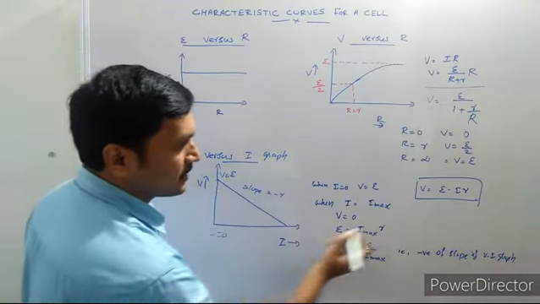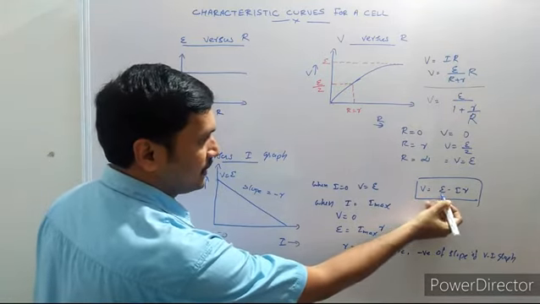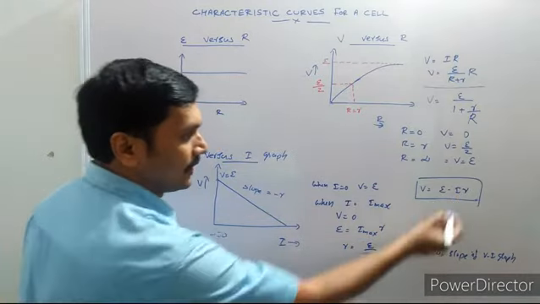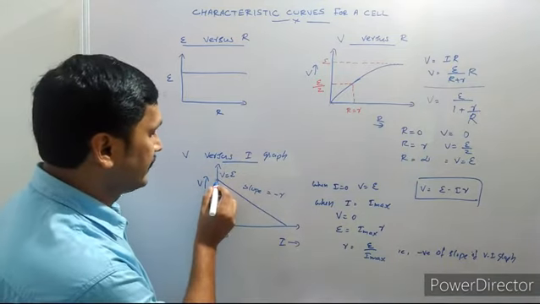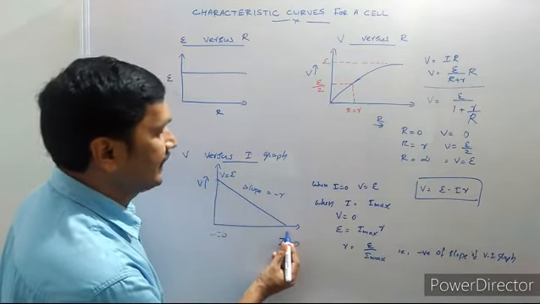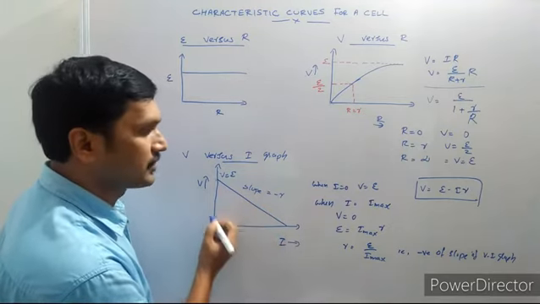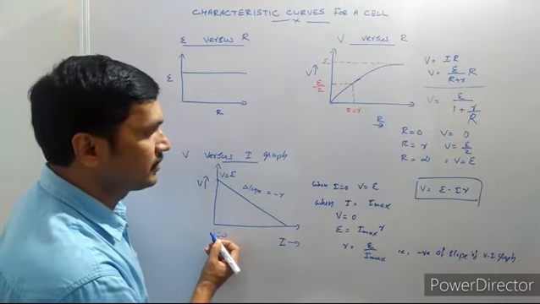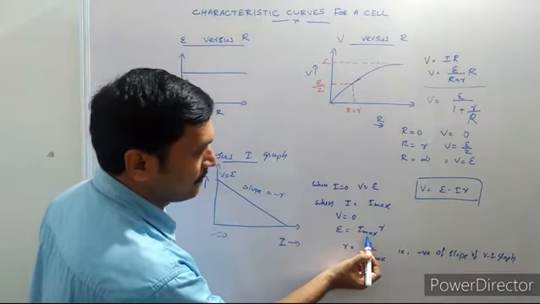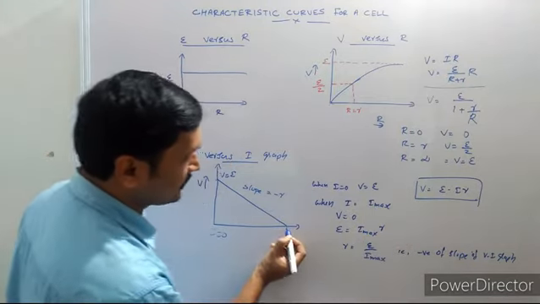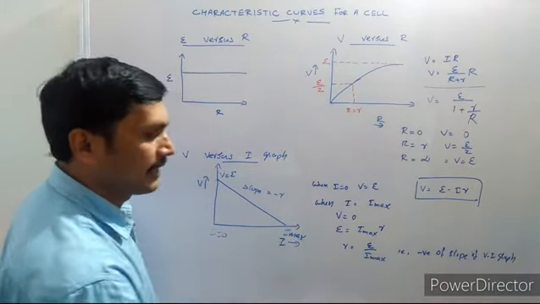When current increases, this is the equation: the terminal potential difference V is equal to E minus I into r. When I increases, the terminal potential gradually decreases. So when I increases, V decreases, and when the current is maximum, V comes to 0. The terminal potential difference comes to 0. That is, for maximum current, V is equal to 0, and the current becomes I maximum.